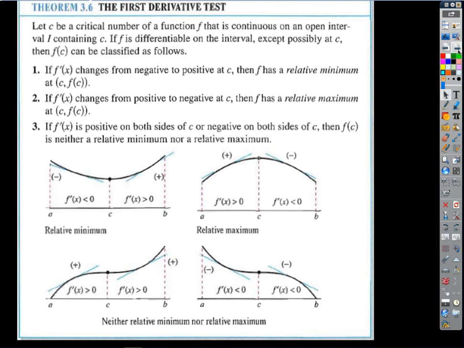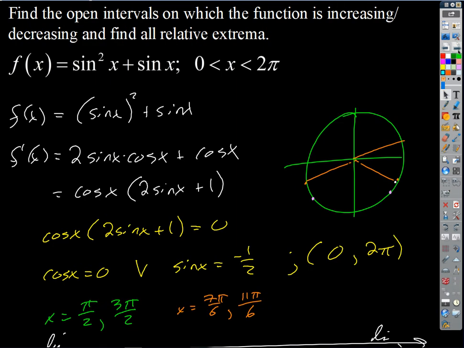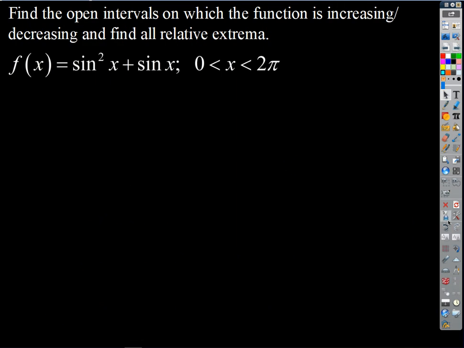So let's look at some examples. Let's pick one. Whoops, I want to get rid of all that stuff. Okay, let's do this one. Do a trig one. So here's our function. We want to find all the open intervals on which the function is increasing or decreasing, and we're going to find all relative extrema. They come together. Finding one really means you're getting the other also. They come in a kind of package deal.